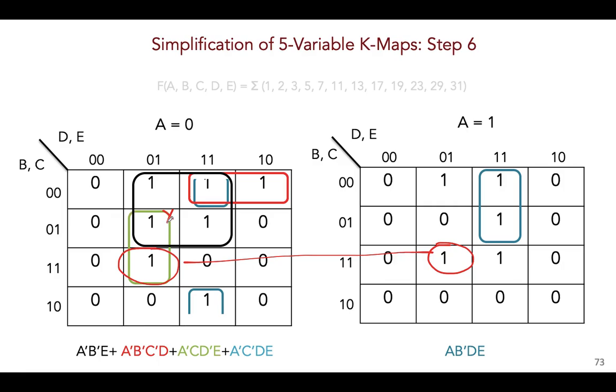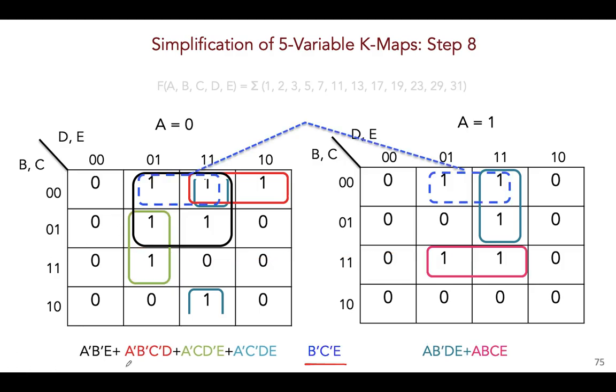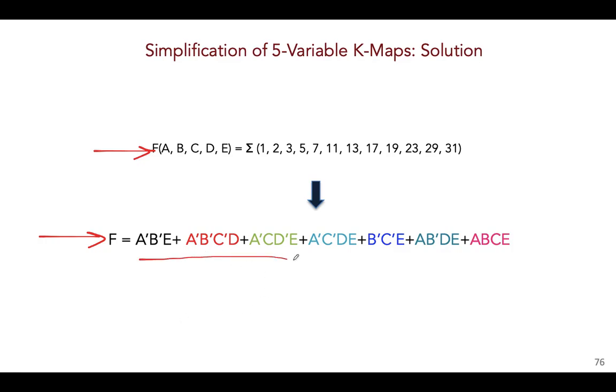So the idea is you have to proceed the best way you seem fit. All right, start with the largest group. Mirroring is also possible, so you have to keep that in mind while simplification of 5-variable K-maps, and then you have to avoid overlapping as much as possible. All right, so again, the resultant expression would depend on what kind of groups you've formed.